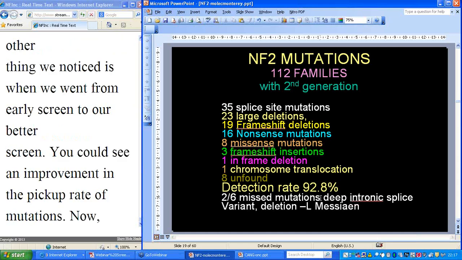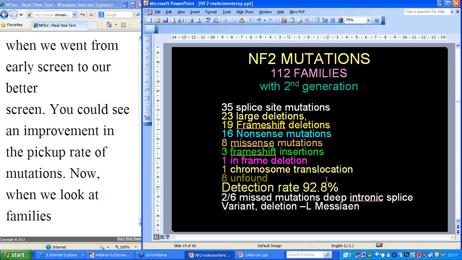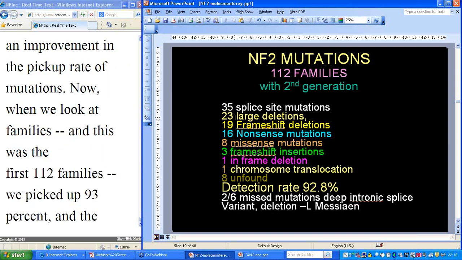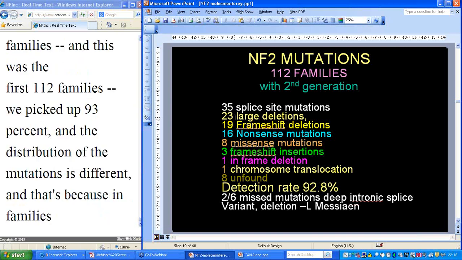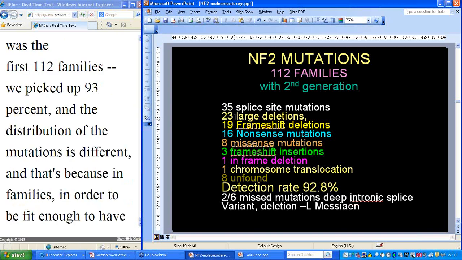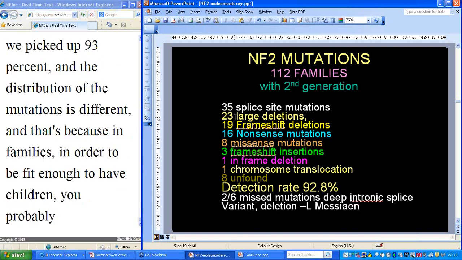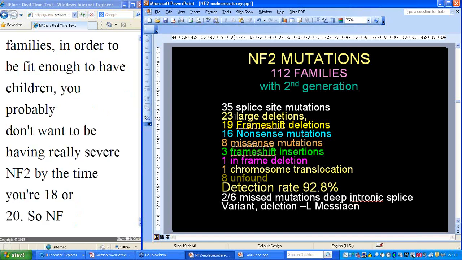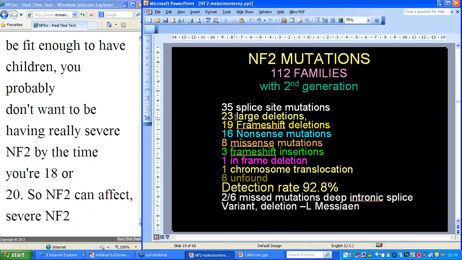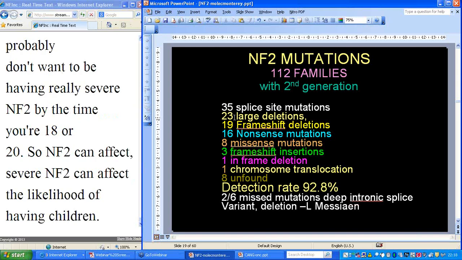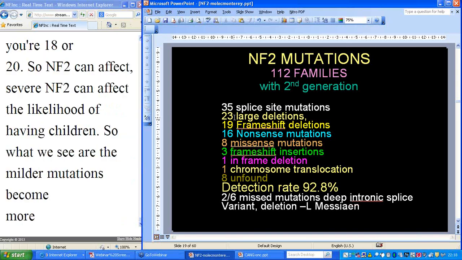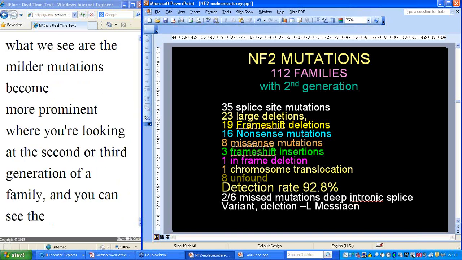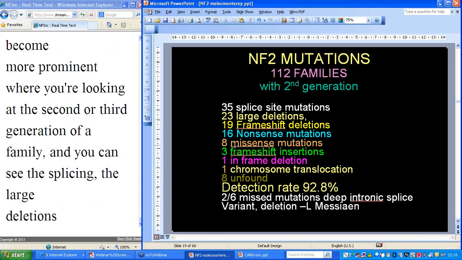Now, when we look at families, and this was the first 112 families, as I said, we picked up 93%, and the distribution of the mutations is different. And that's because in families, in order to be fit enough to have children, you probably don't want to be having really severe NF2 by the time you're 18 or 20. So severe NF2 can affect the likelihood of having children. And so what we see are the milder mutations become more prominent where you're looking at the second or third generation of a family. And you can see the splicing and large deletions coming in here and the missense mutations being more common.